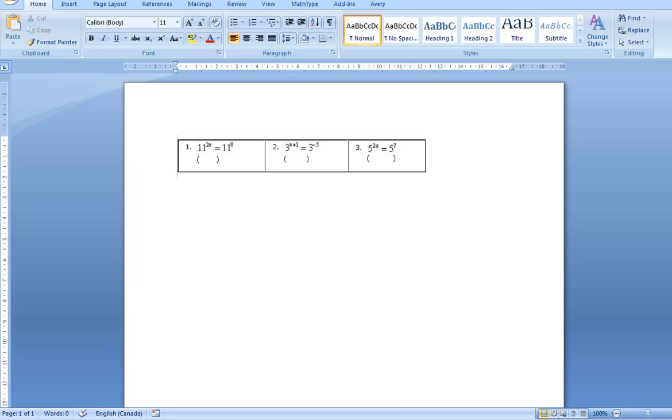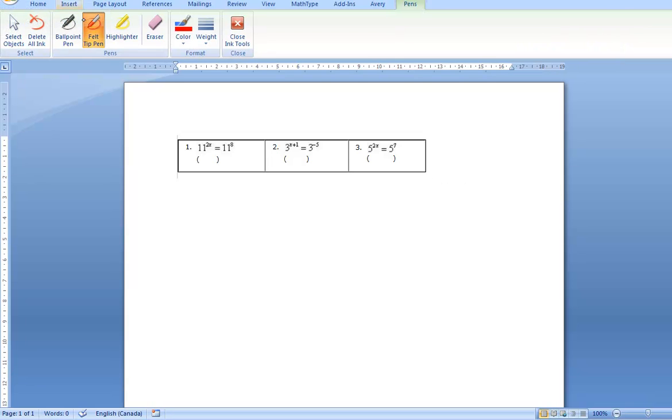So we're solving powers, and we say if the base is the same, well then the powers have to be the same as well, right? So if 11 to the 2x equals 11 to the 8, well, the bases are the same. These powers, the 2x must equal 8. So in question 1, we're left with 2x equals 8.